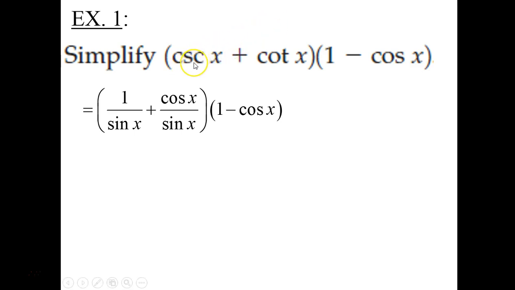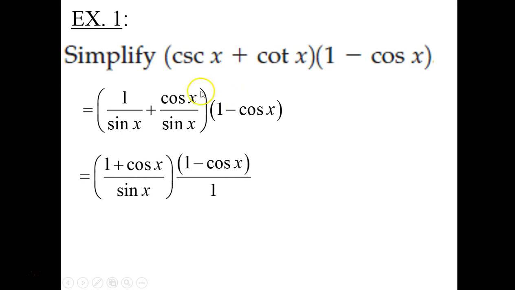Using my reciprocal identity, cosecant can be written as 1 over sine. Cotangent can be written as cosine over sine. And I'm leaving the 1 minus cosine alone. Now, looking over here, I have this fraction being added to this fraction. I do see they have common denominators, so I can put them together as one fraction. From there, I'm going to put it all together: take the top times the top over the bottom times the bottom.